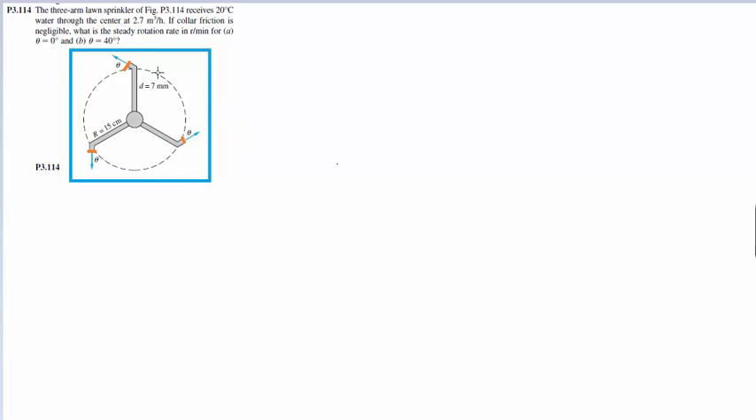Okay, do we have any external torques? Well, what does it say here? If collar friction is negligible, so there's no collar friction going on, what's the steady rotation rate for this? So that sounds like we have no retarding torque this time. So we're going to be pretty much dealing with part B of the last problem.